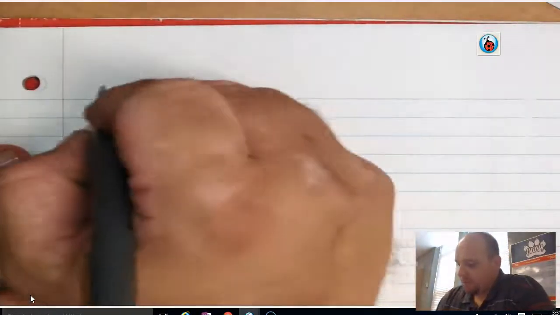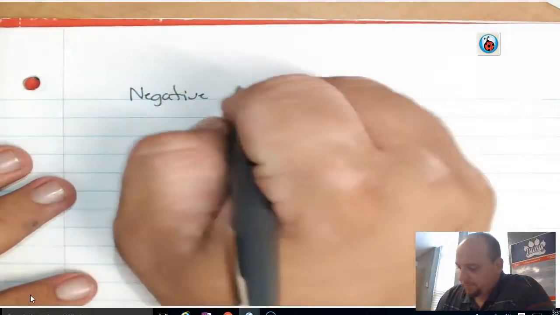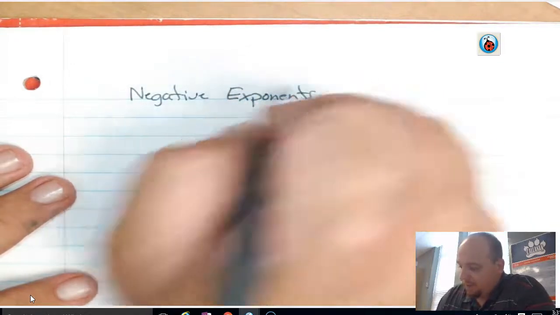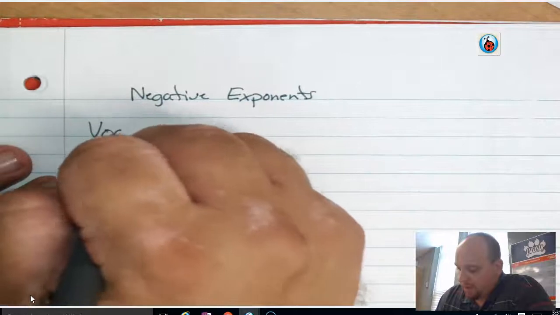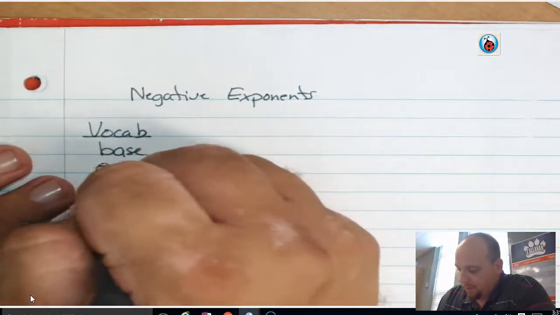So let's go ahead and get started with our next one. Today our focus is going to be negative exponents. All right. So some of the vocabulary is going to be just repetitive. It'll be the word base and the word exponent.